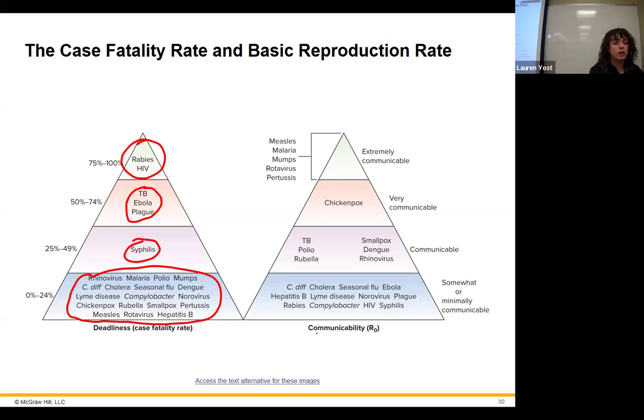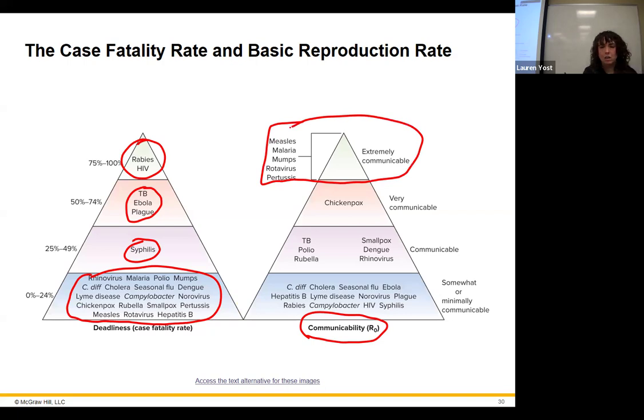All right, moving over to the communicability, how likely it is going to be spread around, right? Measles, malaria, mumps, rotavirus, and pertussis are extremely communicable. Malaria is not going to be spread from person to person, right? But it is going to be spread very easily by mosquitoes in those areas where it is endemic. So it's very likely you will get it if you are not on some sort of prophylactic medication.